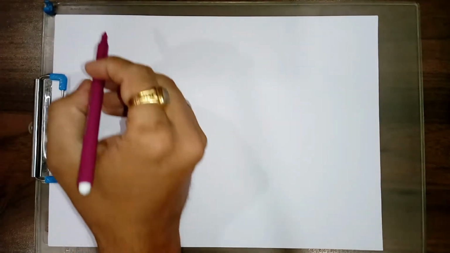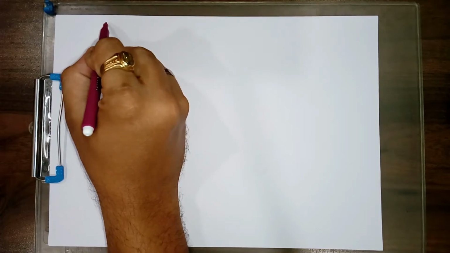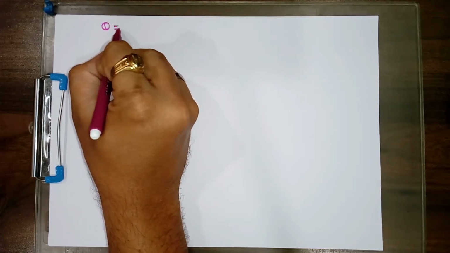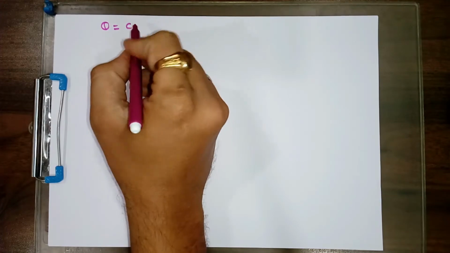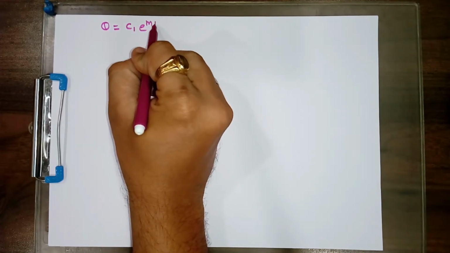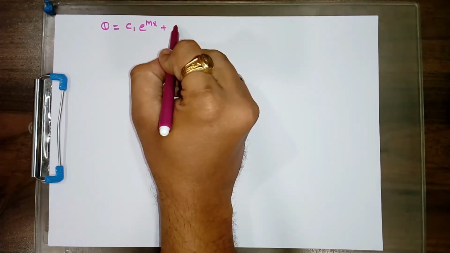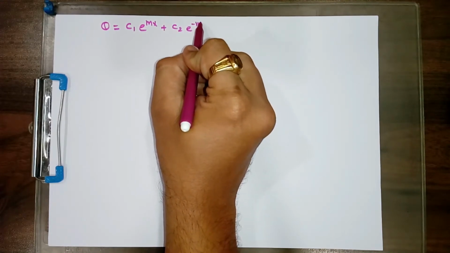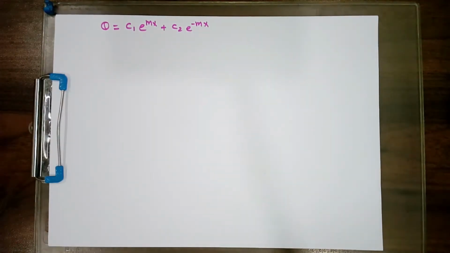Welcome dear students. In the previous lecture we discussed extended surfaces and the different types of fins, and we discussed the general case of the fin, in which we derived the equation for the temperature distribution on the fin surface: theta equals C1 e to the power mx plus C2 e to the power minus mx. We have derived this equation in our previous lecture.